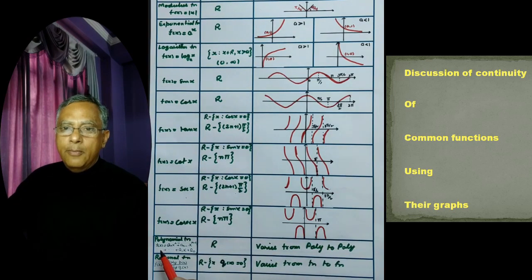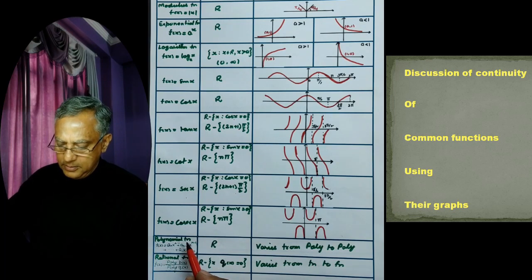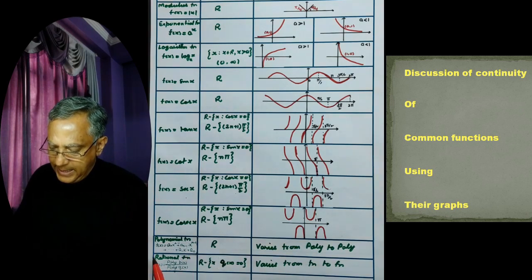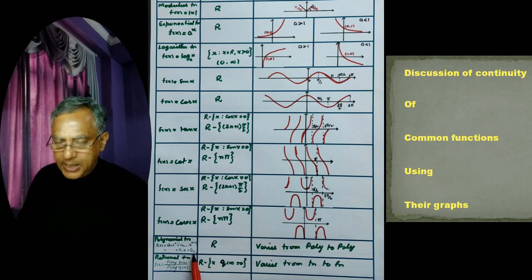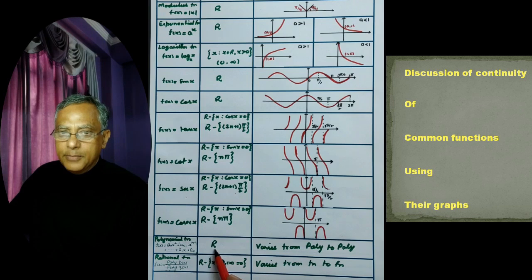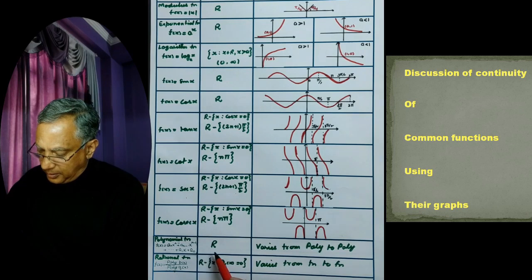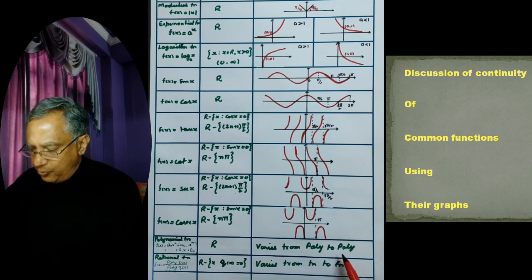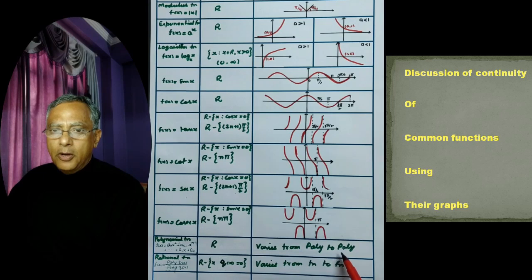Next is a polynomial function. f(x) is equal to a_n x^n plus a_(n-1) x^(n-1) plus so on plus a_1 x plus a_0. A polynomial function is a function of this type in powers of x. And this function is defined for all real numbers. And the graph of this function will vary from polynomial to polynomial.